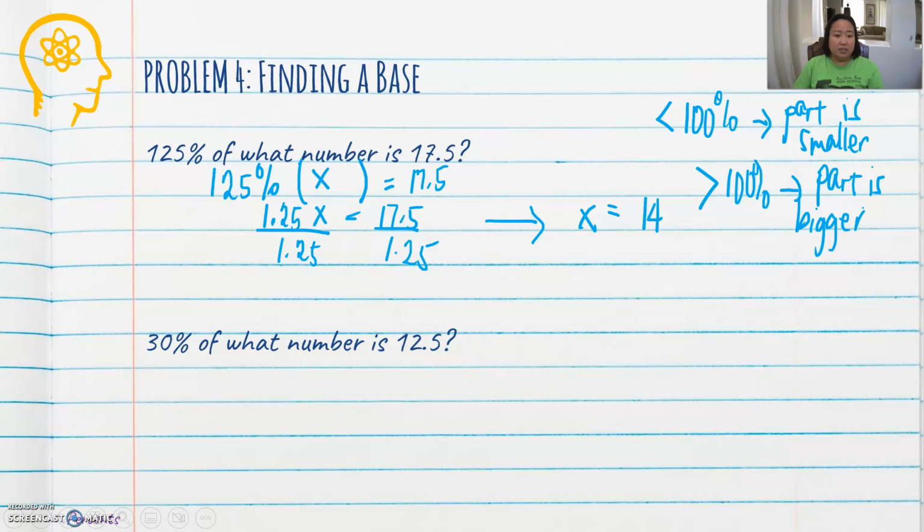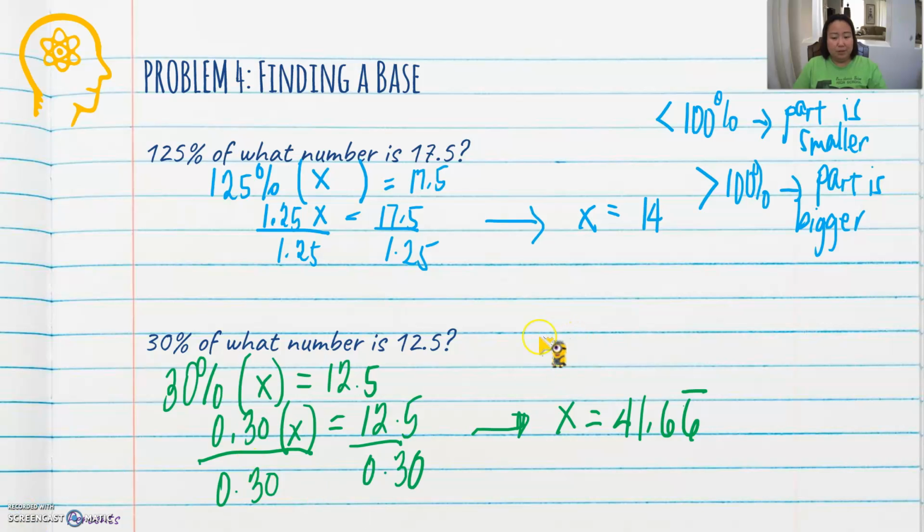All right, let's have the next example. Try this one on your own. Go ahead. So for this last example, unfortunately, our base will be a repeating decimal. So it's going to be 41.66, repeating. And just like what we did earlier, the percent will be multiplied to whatever is missing. 30% is the same as 0.30. And you divide both sides by 0.30, so 12.5 divided by 0.30 is going to be 41.66, repeating.